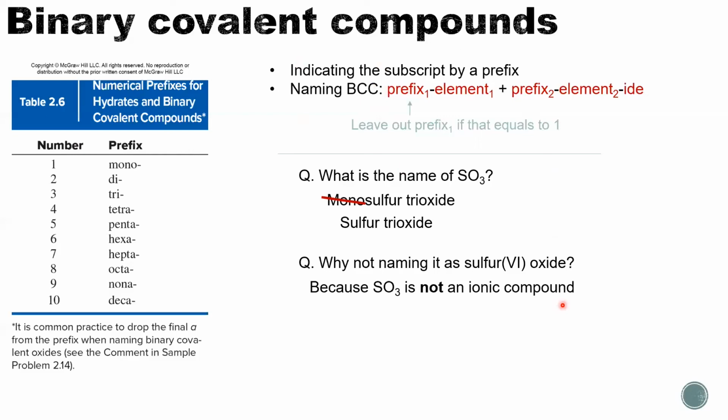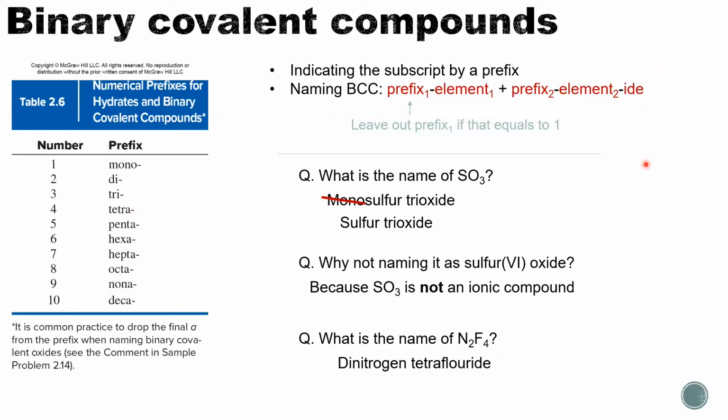Okay, let's take another exercise. What is the name of N2F4? Count how many nitrogen and fluorine are there. 2 and 4, corresponding to the prefixes di and tetra. So it's dinitrogen tetrafluoride. We need to change the suffix. All right.